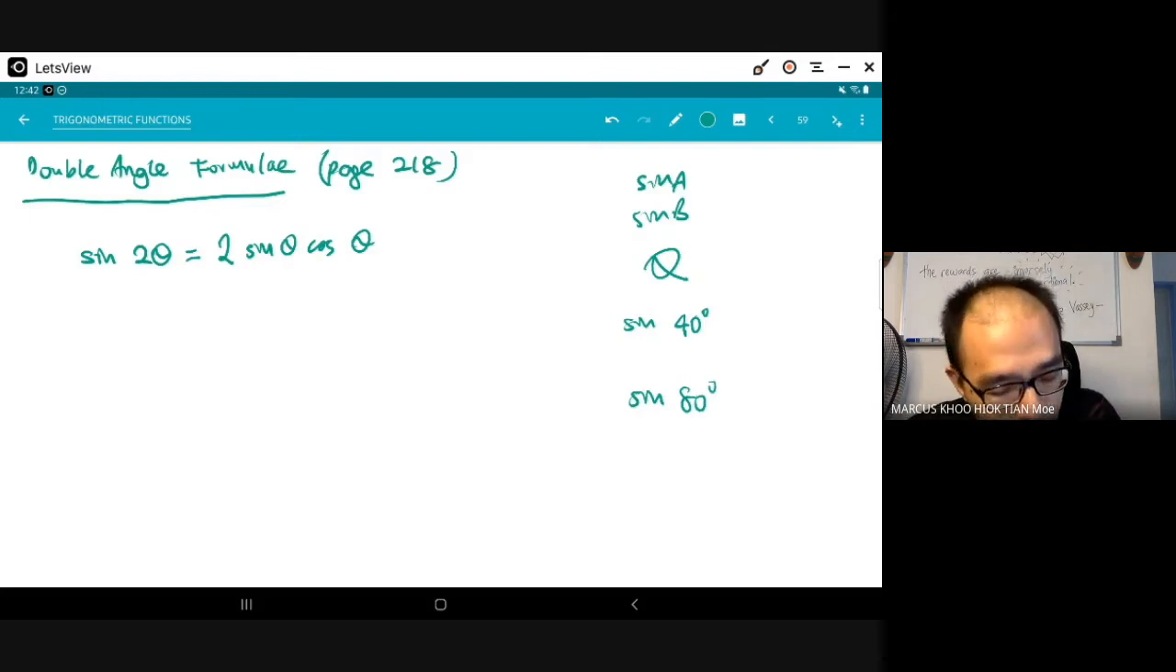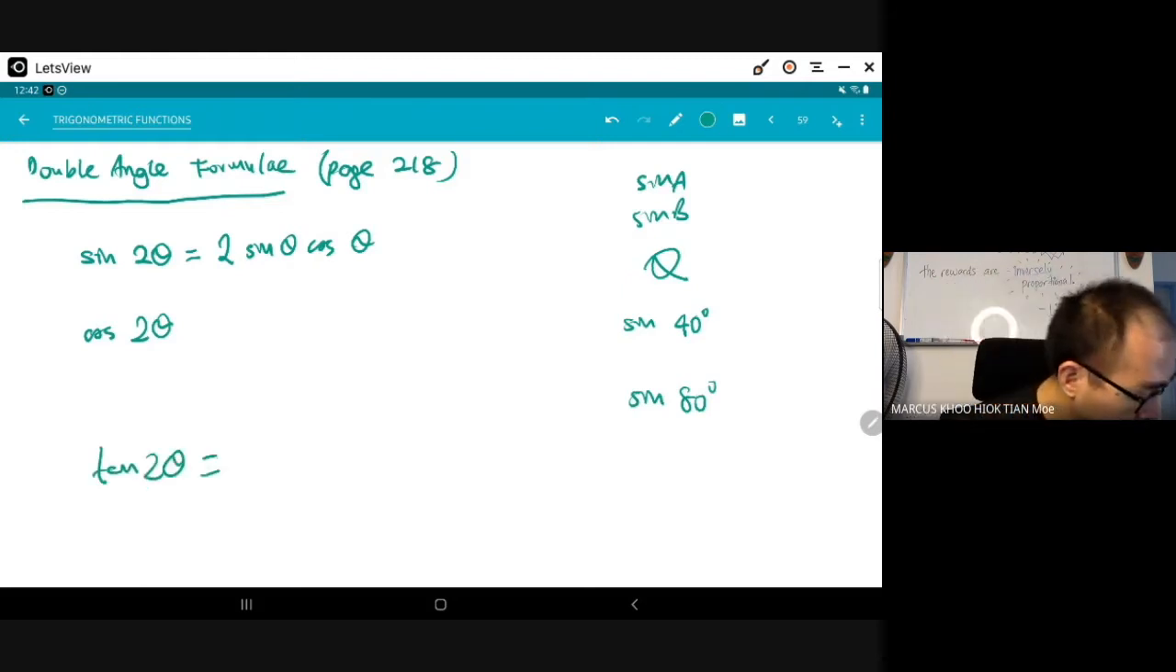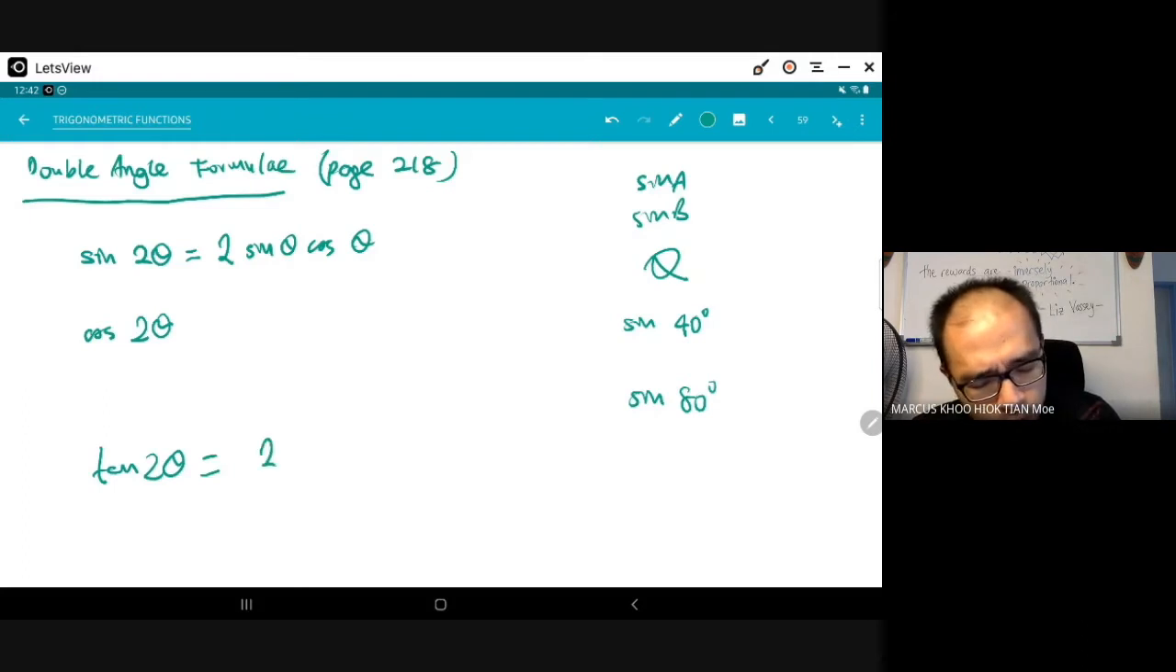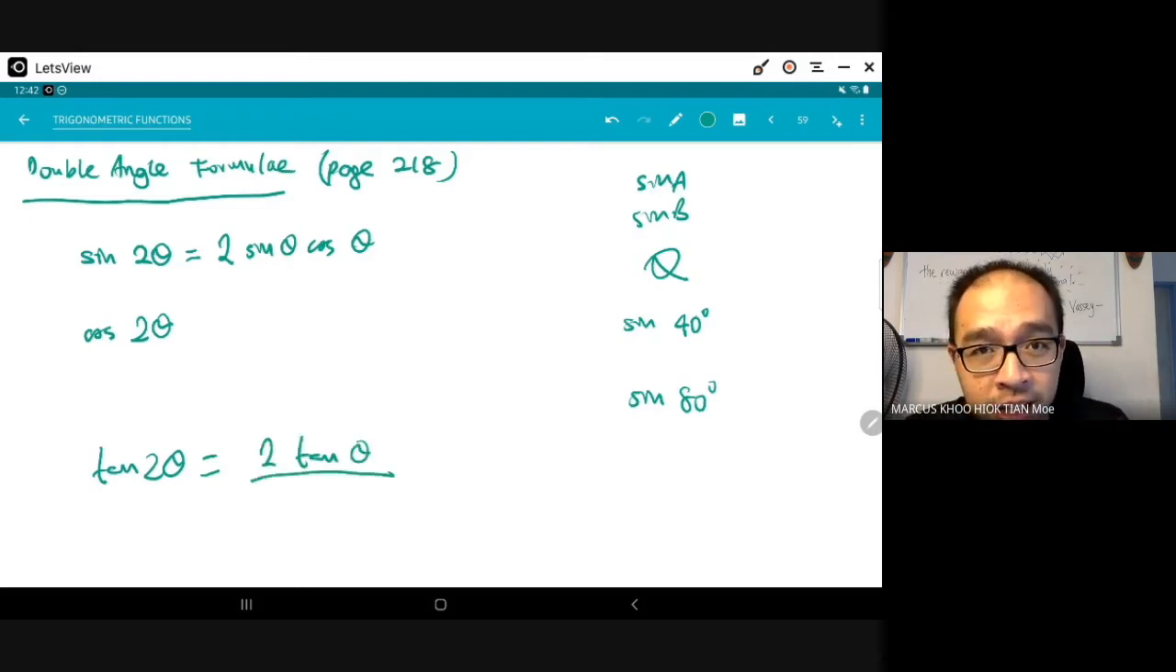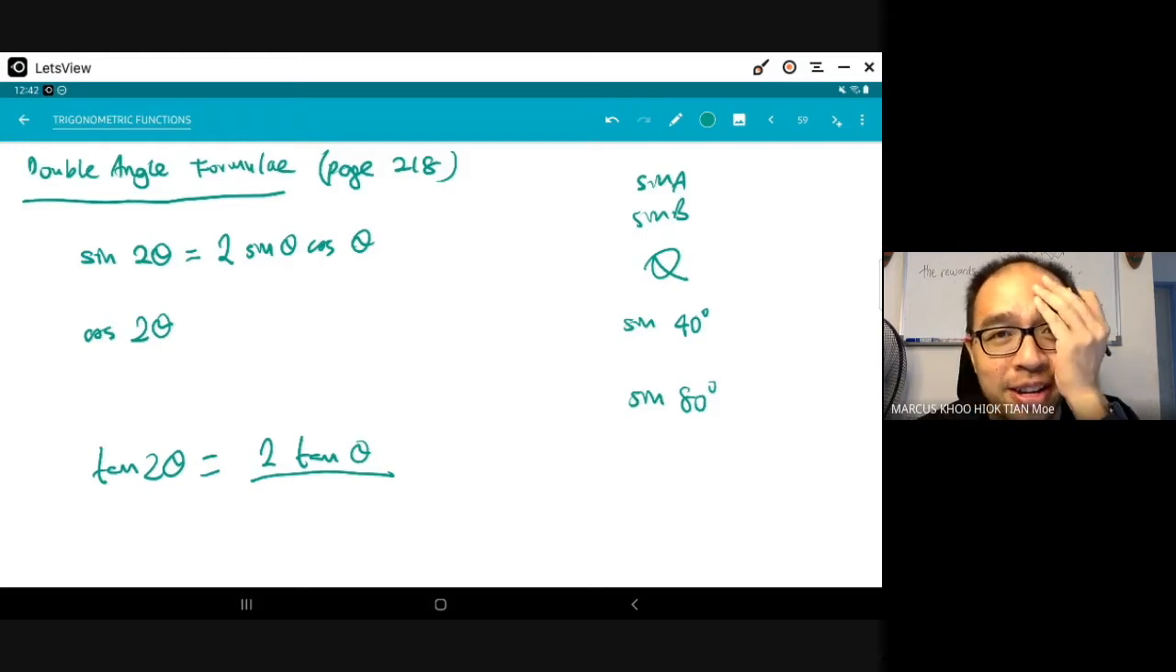I want to skip the cos 2 theta for a little while to go to tangent 2 theta. Tangent 2 theta is 2 tangent theta. Once again, everybody, if you find that I am writing the wrong thing, please correct me early on. Let's not make that horrendous mistake next time.